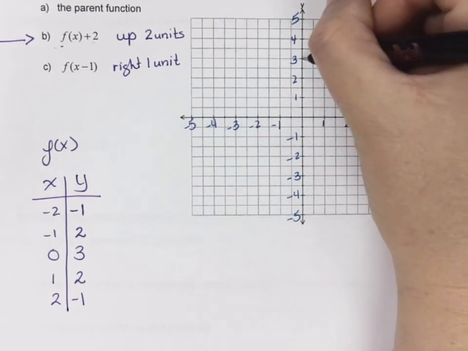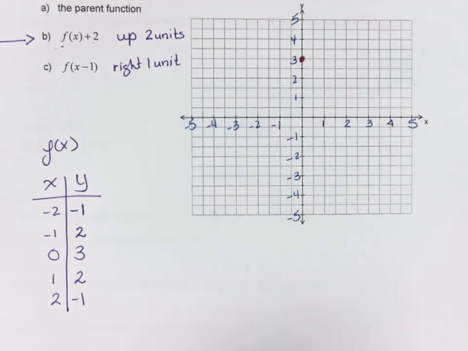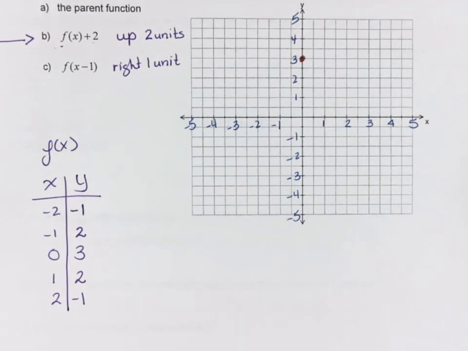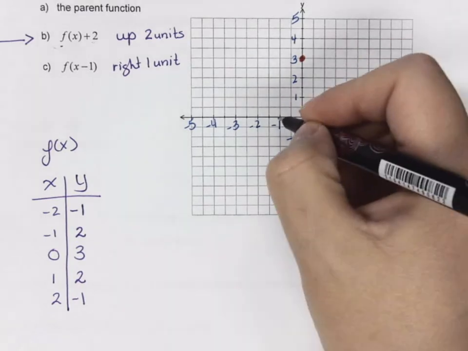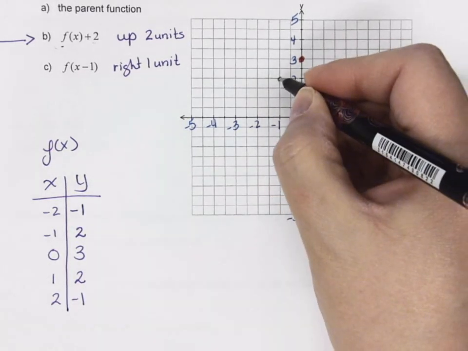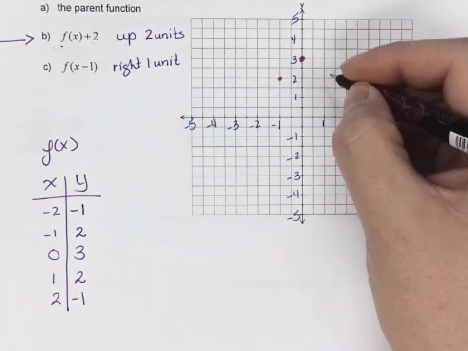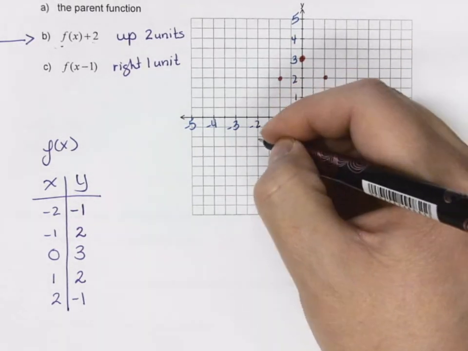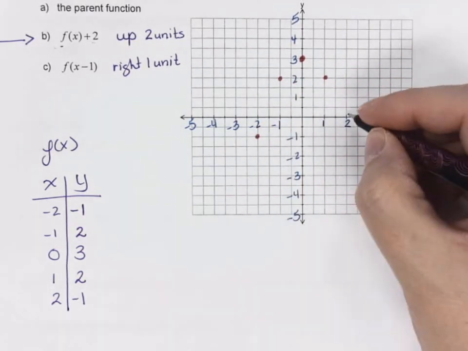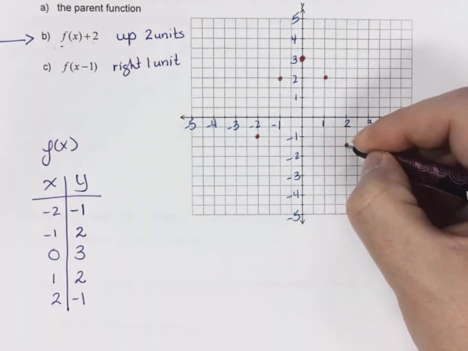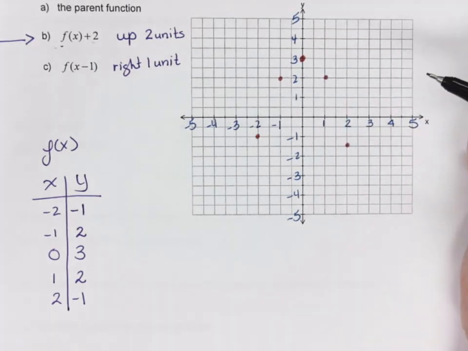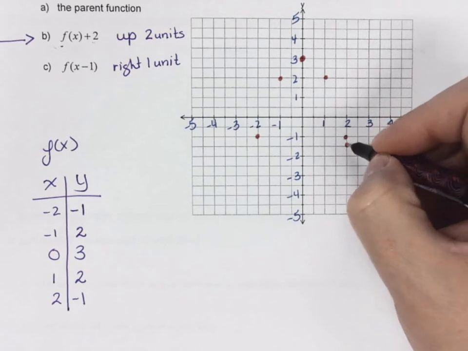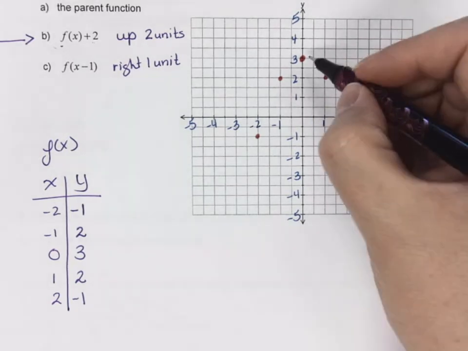Okay, so 0, 3. My first point. That's exciting, everybody. Isn't that exciting? My next point is at -1, and I'm at 2. And I might as well, while I'm over here, 1 and 2. And then at 2, I'm at -1. And at +2, I'm at -1. Oh. Just ignore that one for a second. I went down too far, see?